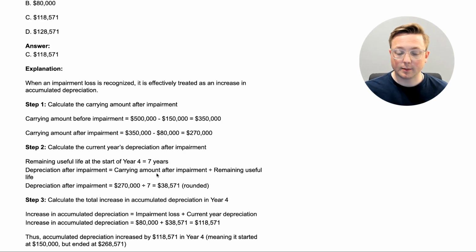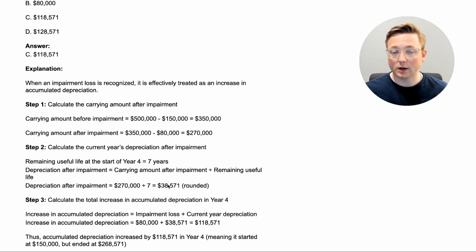So we take the carrying amount after impairment, which is this $270,000. We divide it by the 7 years of useful life that there still is, and that gives us $38,571. That's rounded to the dollar. And that's how much depreciation they're going to recognize for the remaining 7 years of the asset's life, because there's no salvage value. So that's just the full depreciation all the way until 0 for this asset. So they're going to recognize that.